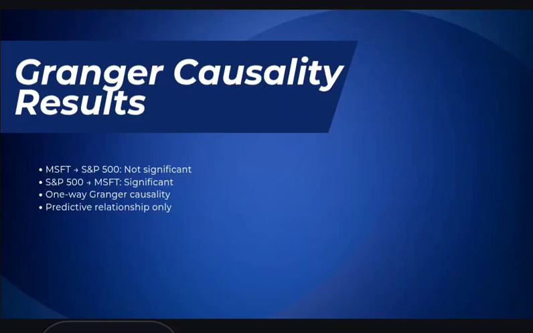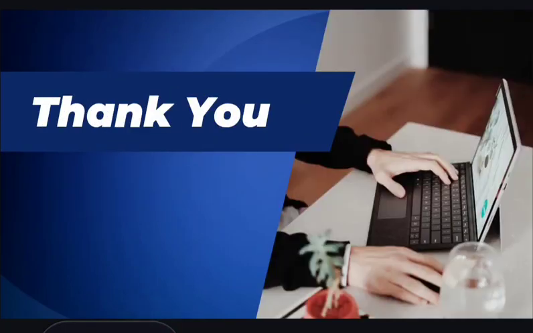And lastly, the Granger causality test examines whether the past values of one variable improve the prediction of another variable. The results show that Microsoft returns do not Granger-cause S&P 500 returns because the relationship is not statistically significant. However, S&P 500 returns do Granger-cause Microsoft returns, indicating a one-way predictive relationship from the market index to Microsoft's stock return. It is important to note that Granger causality refers only to predictive ability and does not imply true cause and effect. That concludes my presentation.